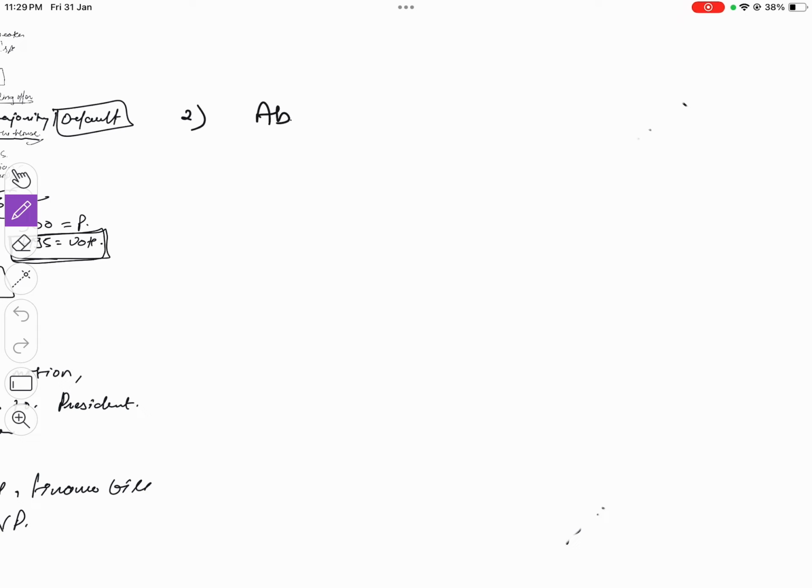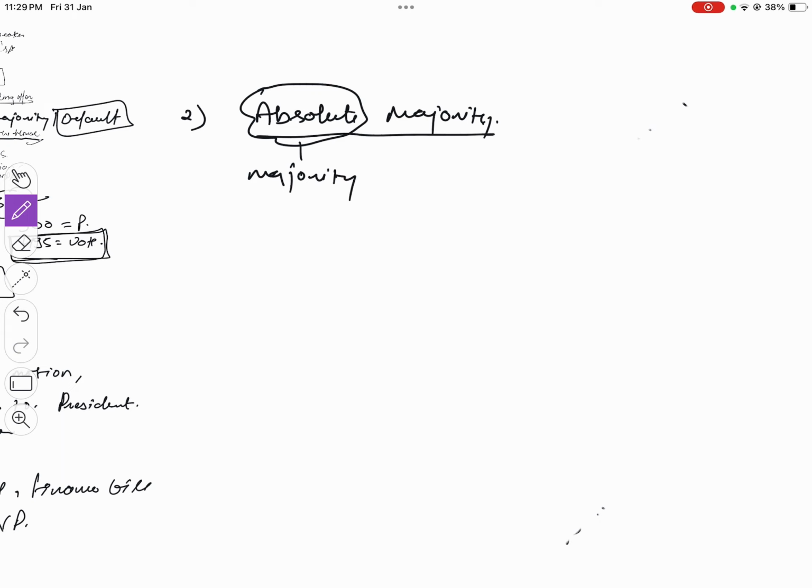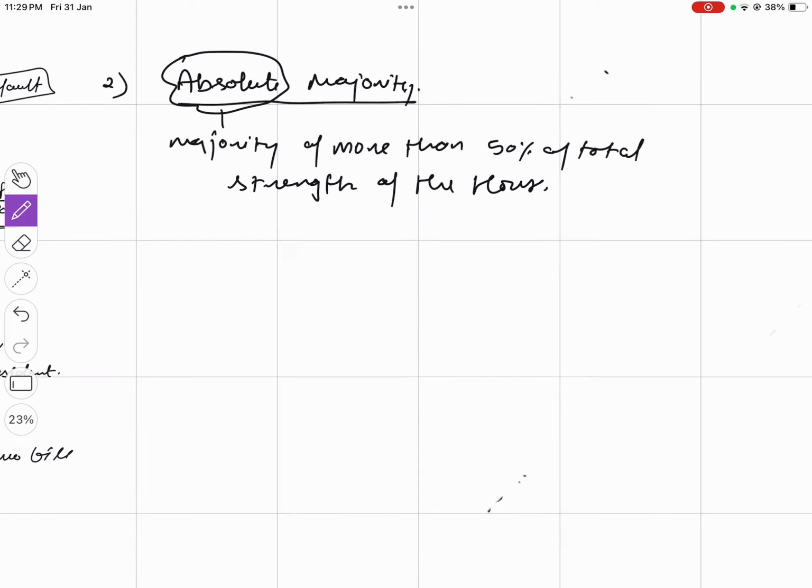Now absolute majority. I hope you got from the word absolute. Absolute here indicates the absolute number. Absolute number to what? Absolute number to total strength of the house. So we know that the total strength of a house is, let me write here, majority of more than 50% of total strength of the house.